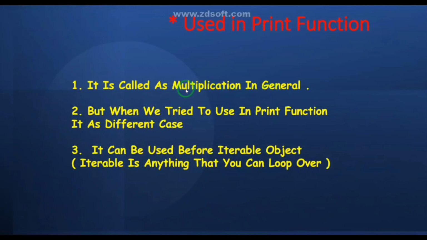In general it is called the multiplication operator, but when we use it in the print function, it is a different case; the behavior of the asterisk changes. It can be used before an iterable object. What is meant by an iterable object? Upon looping we can get the values one by one. Suppose we have a string ABCD. Upon looping ABCD, we get the output A, B, C and D. So that string can be called an iterable object, because upon looping we get single values.